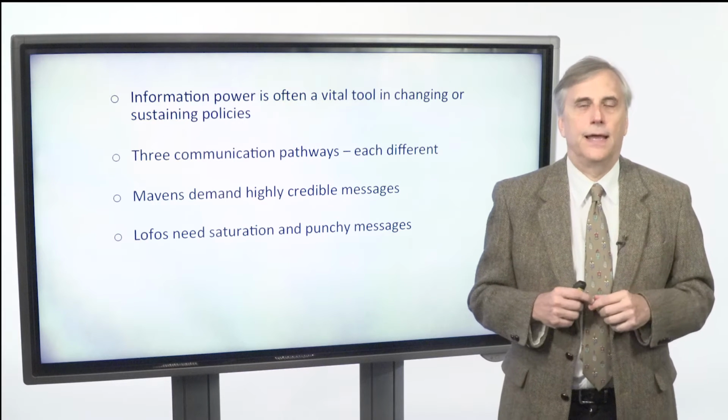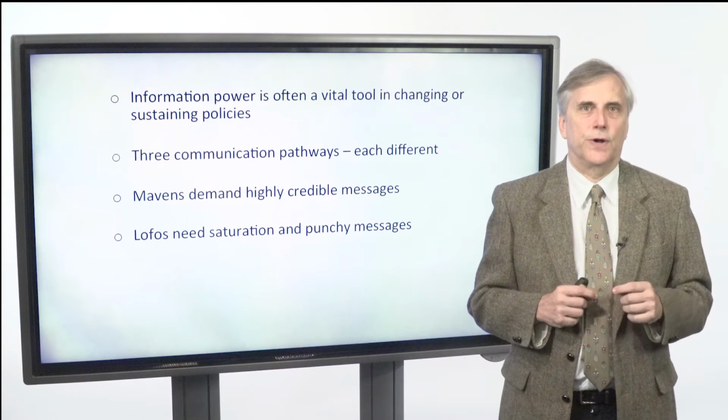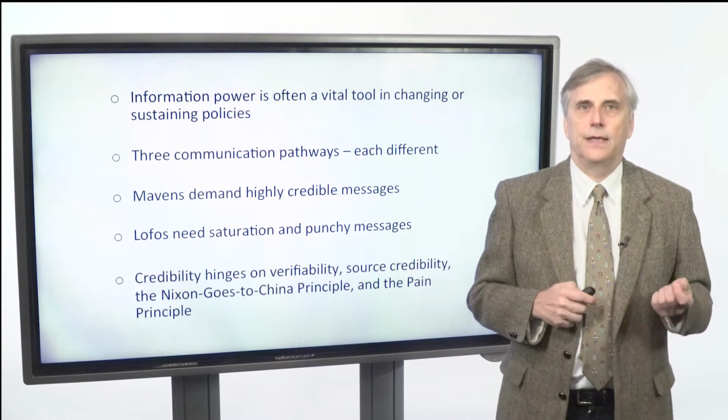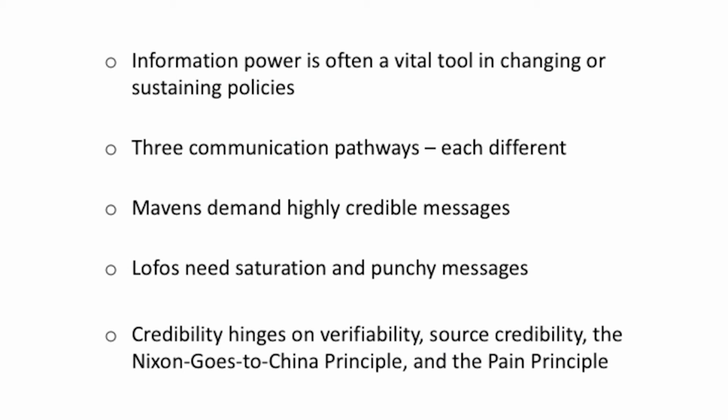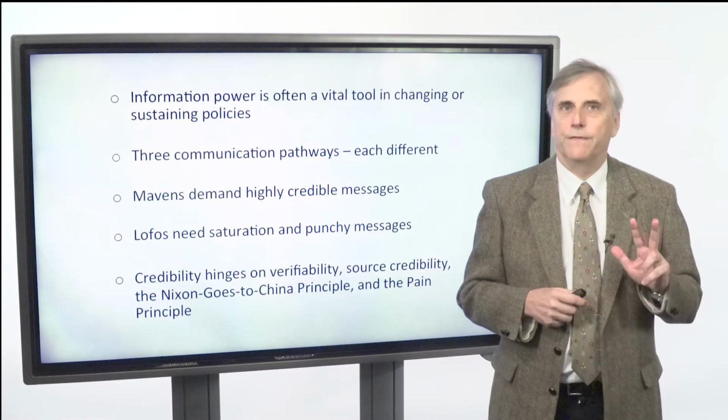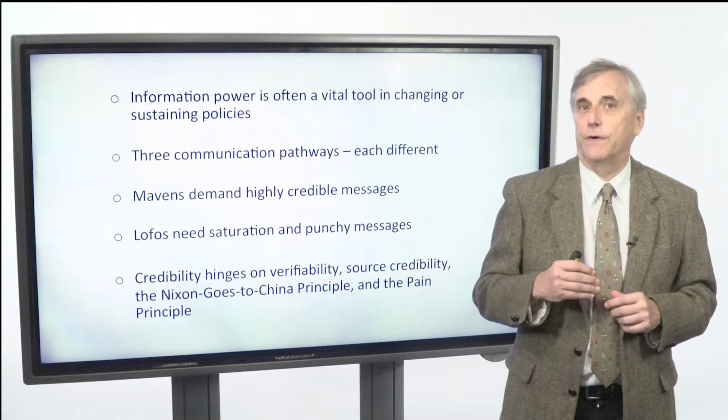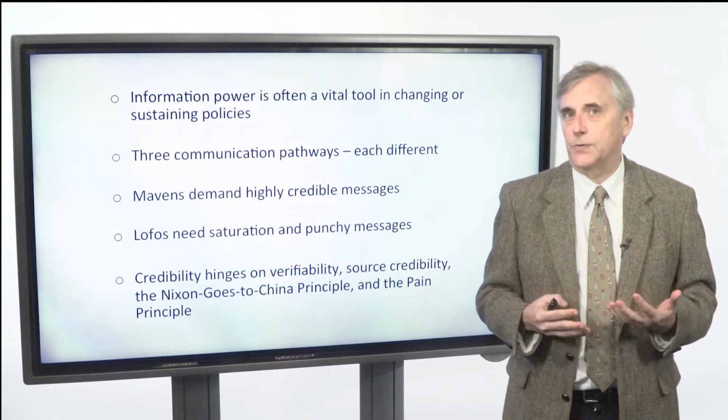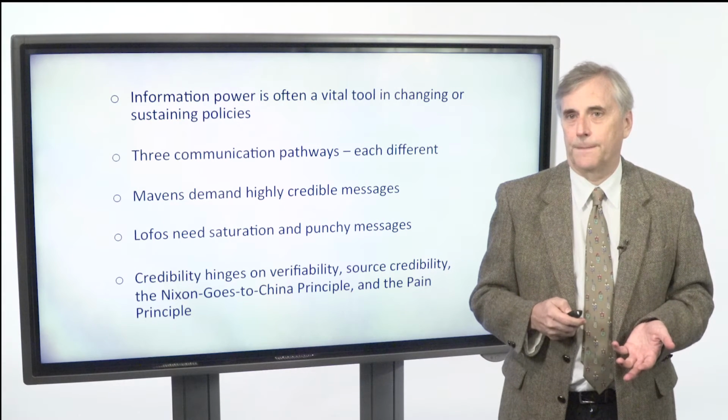Signaling theory explains how to make messages credible for mavens. Key ideas are verifiability, source credibility, the Nixon goes to China principle, and the Payne principle. The first three are particularly important for inside lobbying. The last is critical for grassroots lobbying.